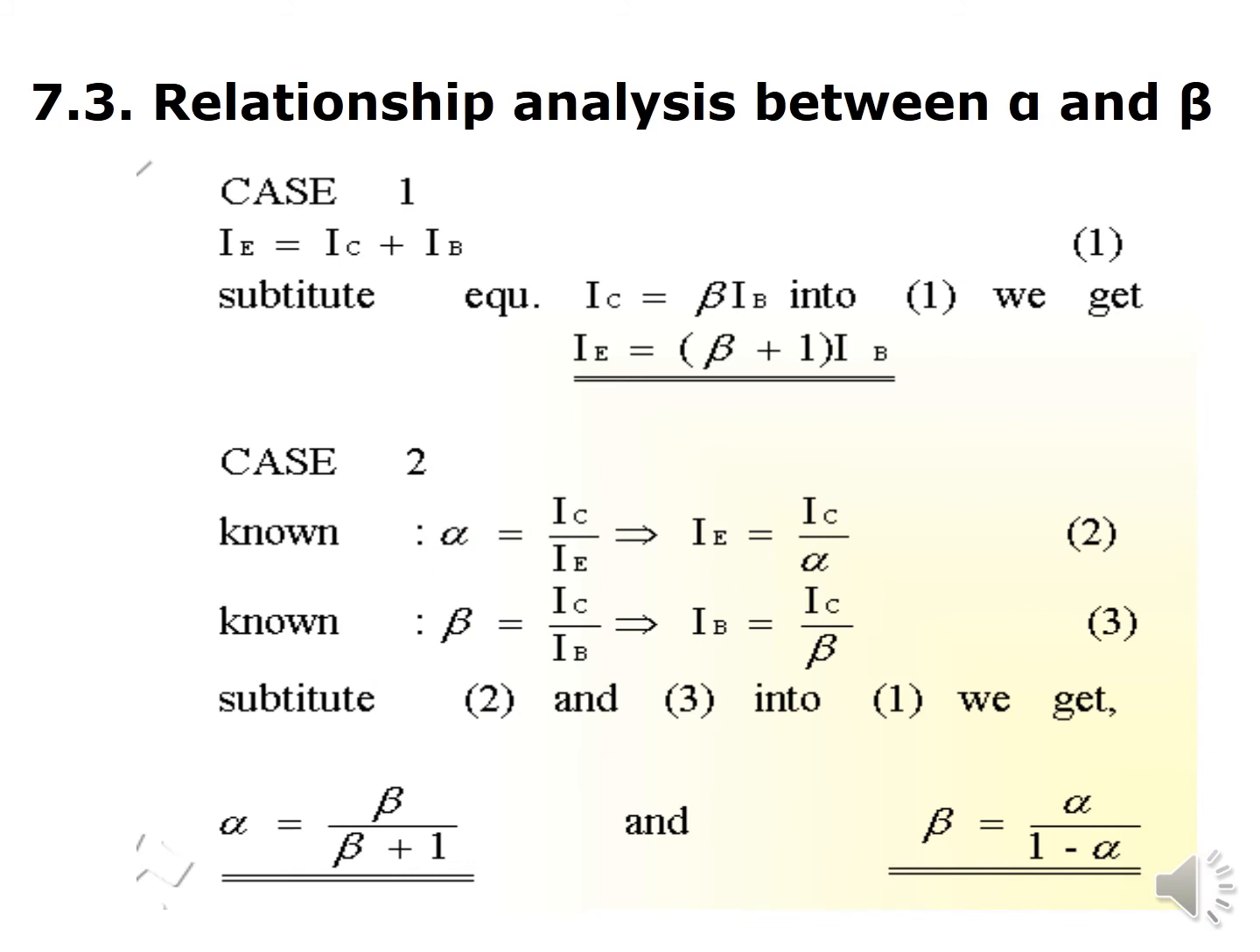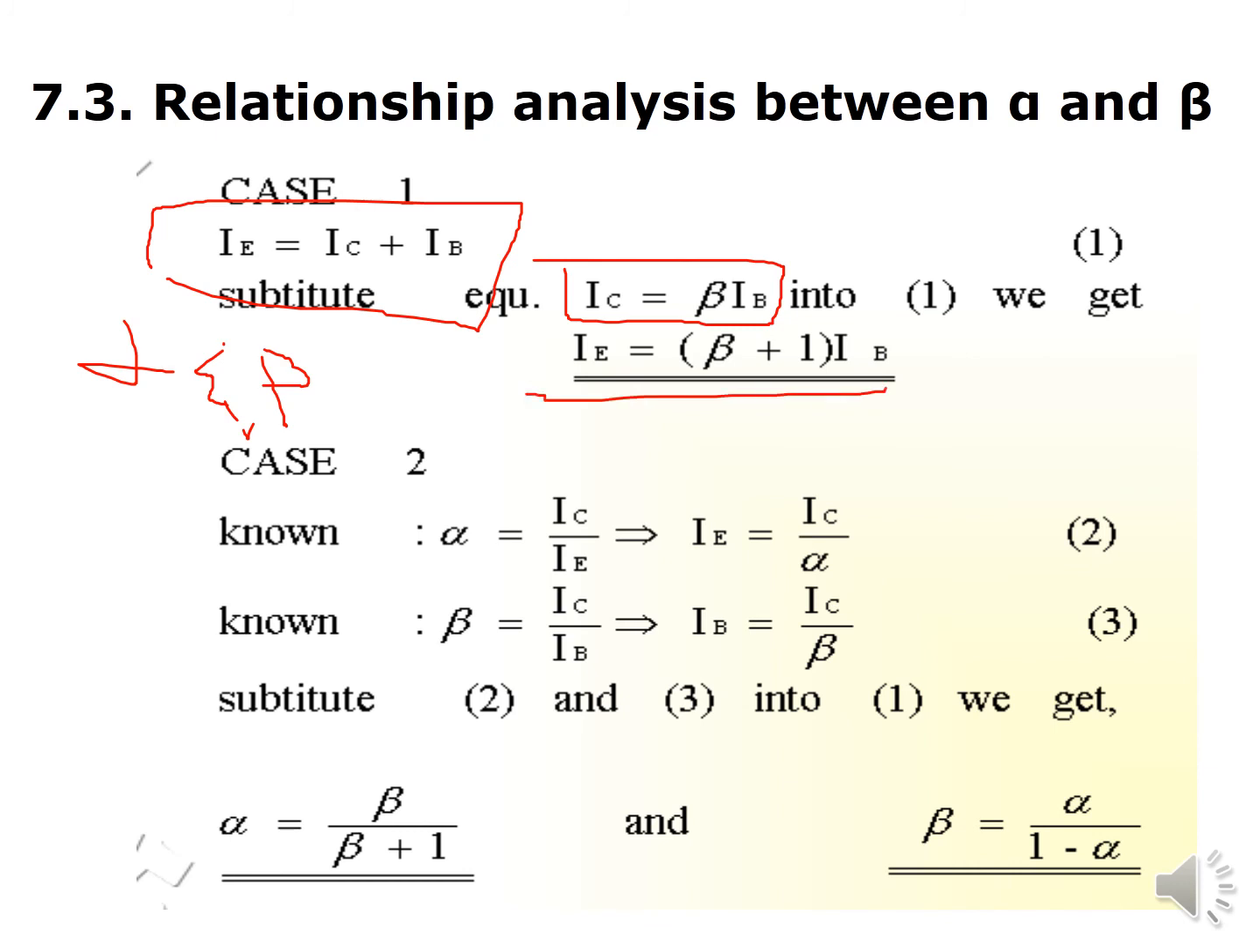If you want to find the relationship between alpha and beta, you use our knowledge that IE is equal to IC plus IB, and also IC is equal to beta IB. Then it means IE is equal to (beta plus 1) IB. Do your simple maths. Alpha is equal to IC over IE.